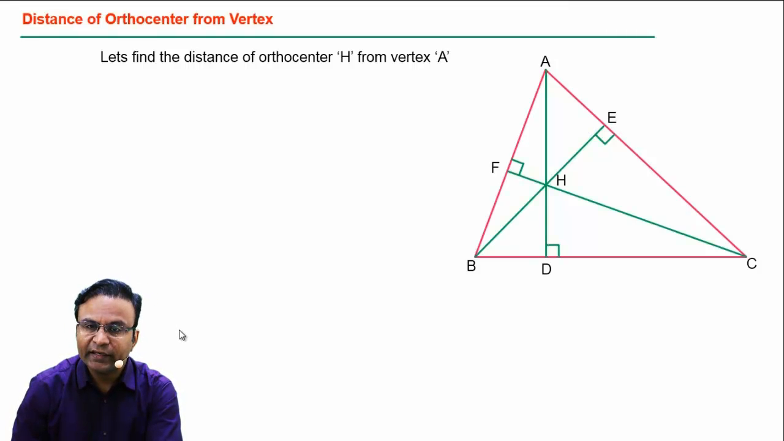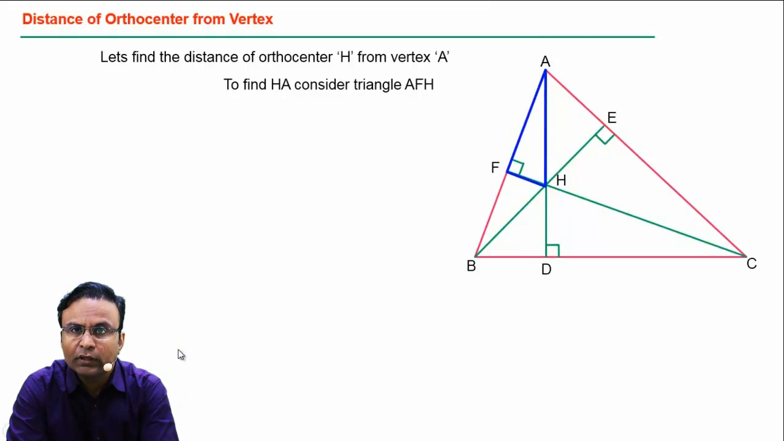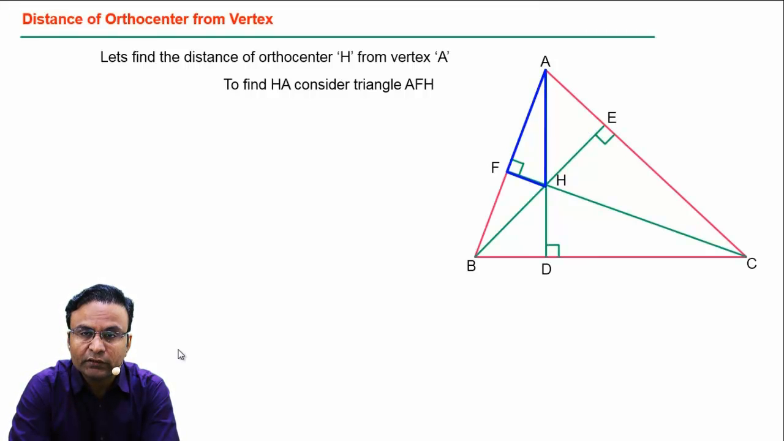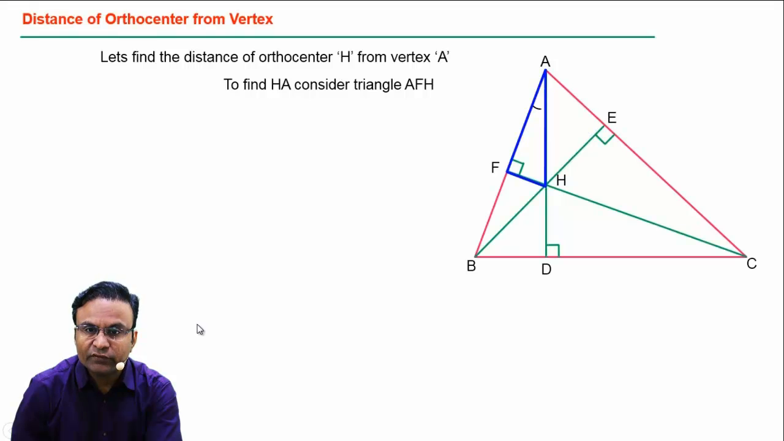To find the length AH, first of all we will consider a triangle in which length AH is shared. Which is that triangle? One of the triangles we can have is triangle AFH. This triangle is also a right angle triangle. It will be easier to solve this triangle. Now we have this angle, angle FAH. Just now we have got this angle. This angle is 90 minus B.